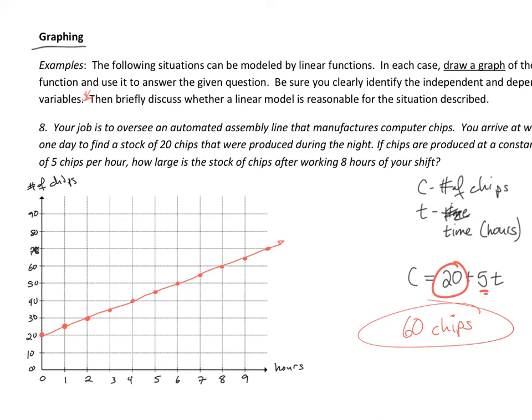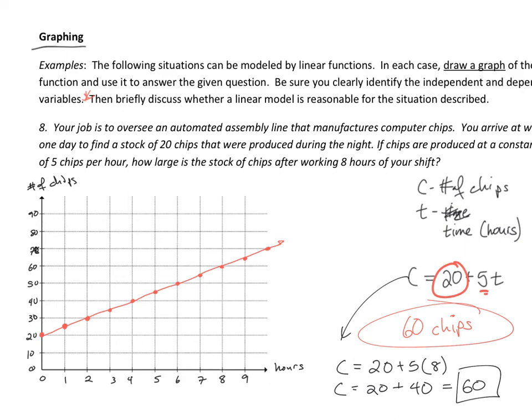How do we know we're right? Did we graph it right? So we can check our work really quickly if we just set C equal to 20 plus 5 times 8 hours. 5 times 8 is 40. We can add 20 to that, and we can see that the number of chips would equal 60, just like we got here on our graph.